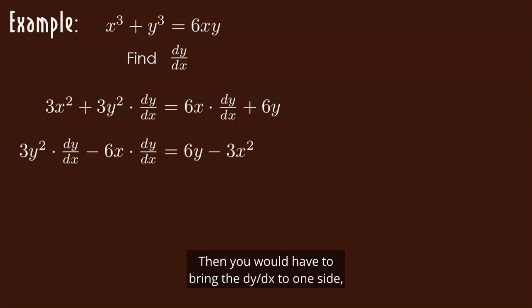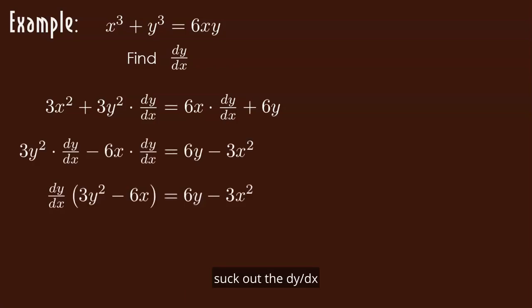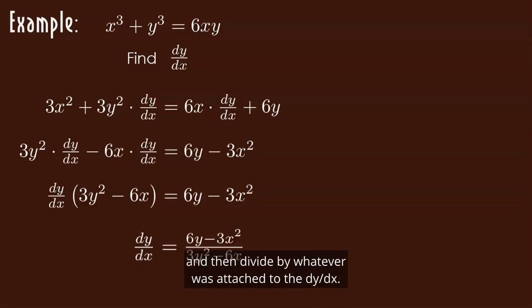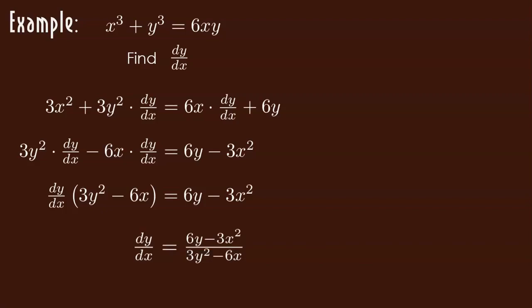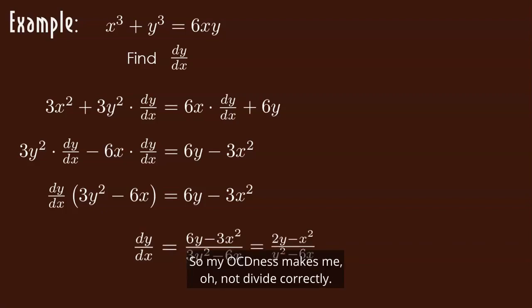Then you would have to bring the dy/dx to one side, everything else to the other, suck out the dy/dx, and then divide by whatever was attached to the dy/dx. Everything's divisible by 3, so my OCD-ness makes me not divide correctly. Let me just fix that real quick.